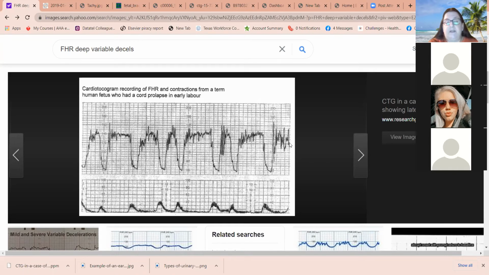Now, let's talk about the decels. I don't see accels, I see spikes, but not accels. So what kind of decels are these? Those are very deep, variable decels. They go down to, it looks like 60 beats per minute at the nadir. I've seen deeper ones, but these are pretty deep. And they're with every single contraction.